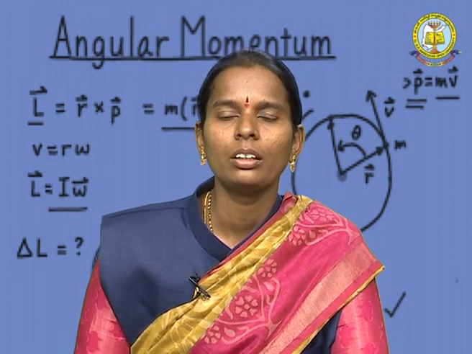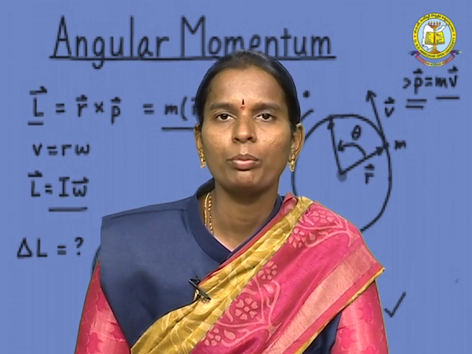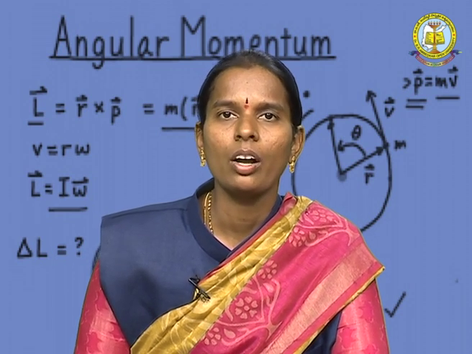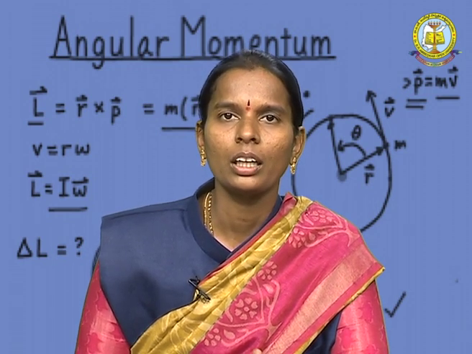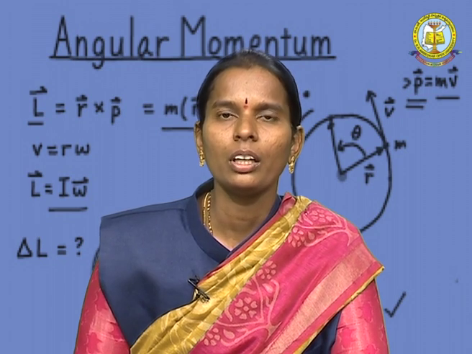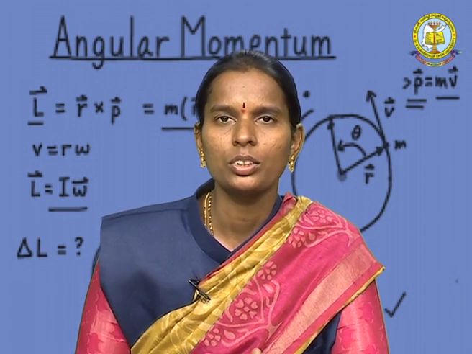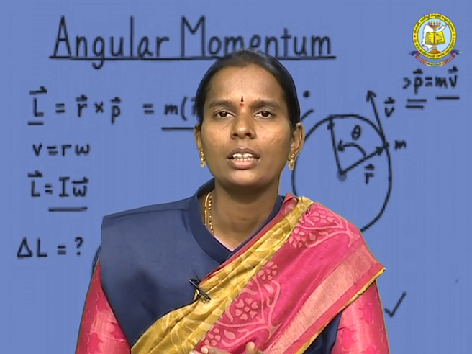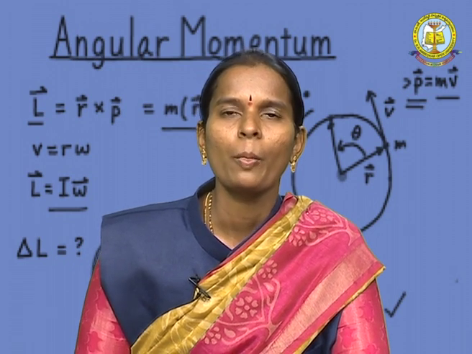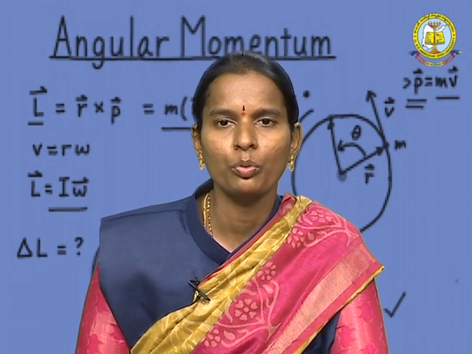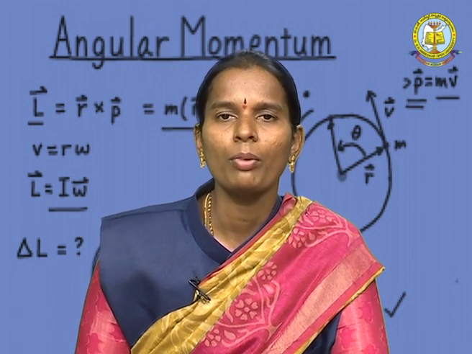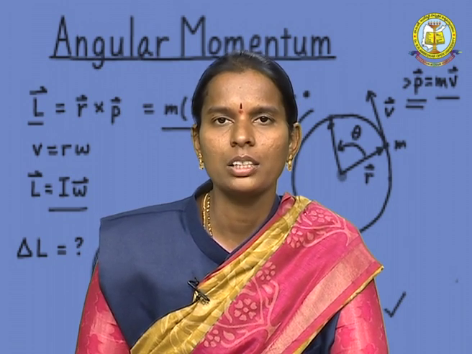With a number of particles, p1, p2, p3, the position vector r is the distance from the origin to the particle. For the first particle p1, the position vector from the origin is r1, and for the second particle p2, the position vector is r2 with respect to O. So we can write, for a number of particles, the summation over i equal to 1 to n of ri cross pi.